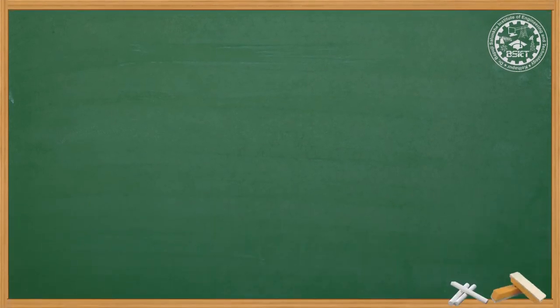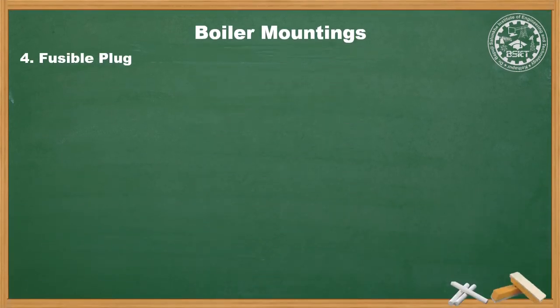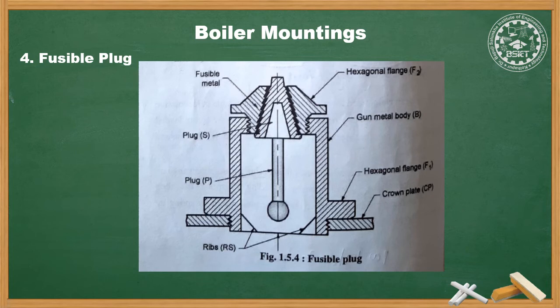The fourth is the fusible plug. As shown in the figure, the function of the fusible plug is to protect the boiler from damage or burst due to overheating when the water level decreases below a specific limit. Basically, it is a plug which is used to protect the boiler from burning or overheating when the water level decreases below a specified limit.